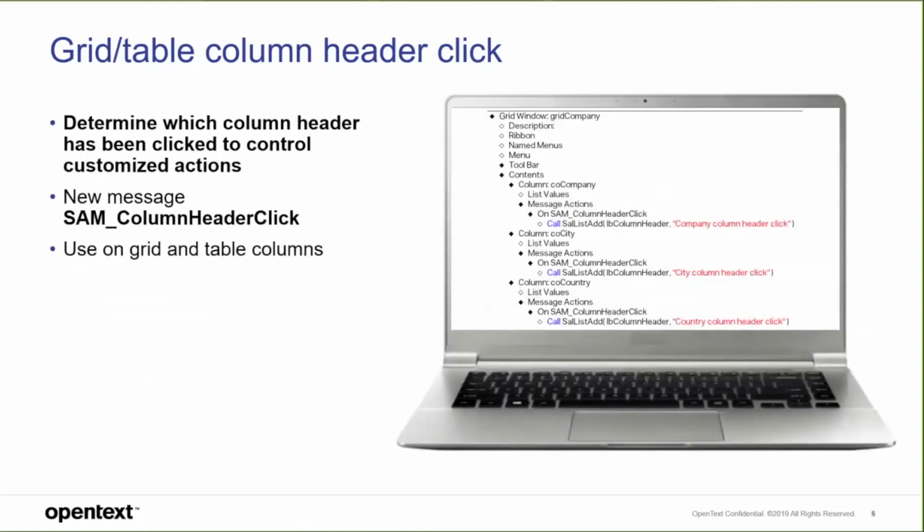Grid table column header click. This is something that developers have asked us to implement. As you can see in the code on the right side, on SAM column header click. You can add that message to every column of a grid or table window and then put your code in there.